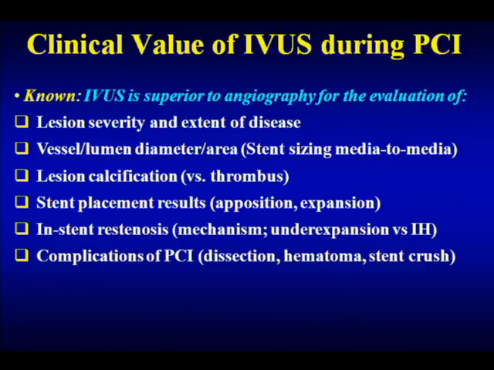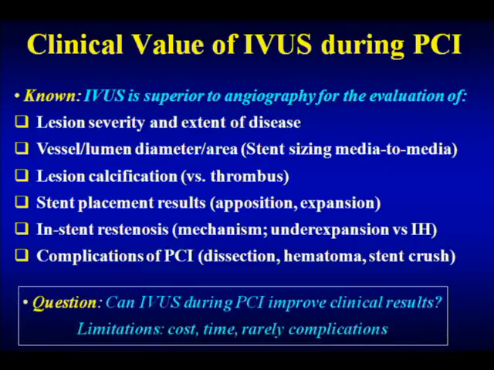Why worry about it? Well, the limitations are that there is a cost involved: the catheter is about $600, and there is a machine. Time it takes, maybe 1 minute. For an expert, like here, we did 2-vessel IVUS in 2 minutes, but it's still time required. And rarely there could be a complication. Rare cases of slight catheter dissection or thrombus formation are not unusual and do happen with the use of intravascular ultrasound.